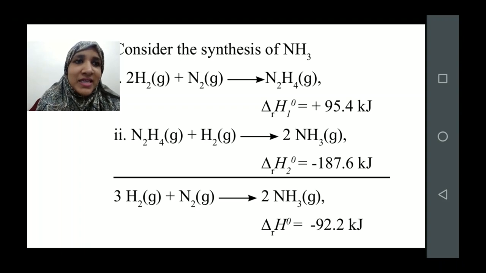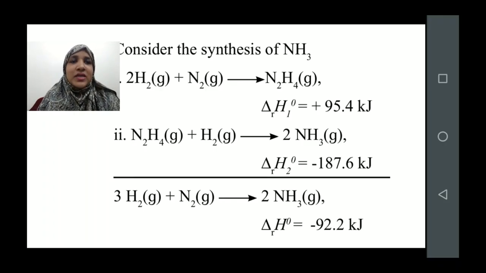So whether this reaction is taking place in a single step or in two steps, the total enthalpy change will remain minus 92.2 kilojoules. Okay, so this is a very simple way of understanding Hess's law of constant heat of summation. What is the use of this Hess's law?